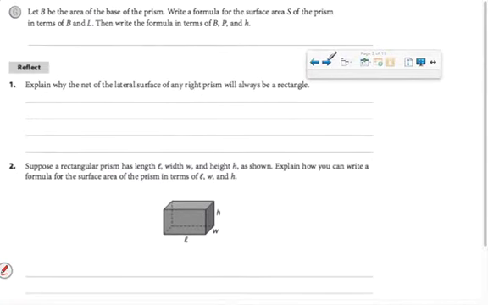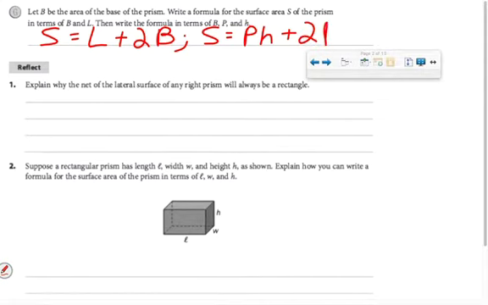If B is the area of the base of the prism, there are two bases, so surface area equals lateral area plus 2 times the area of the base, which is the same thing as S equals perimeter times height plus 2 times the area of the base.